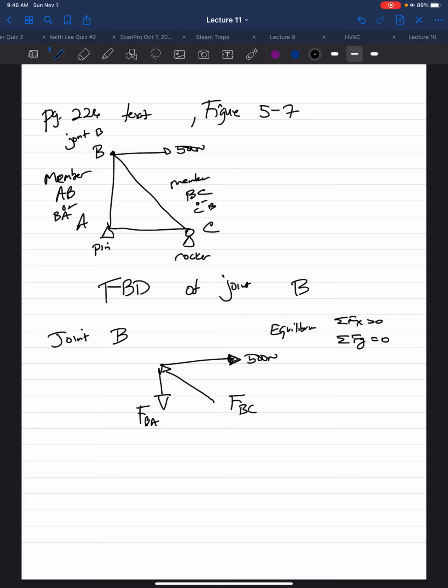So you see now these forces are all balanced out. The 500 newton force is to the right, and the x component of member force FBC has to go to the left. Since it's going to the left to balance out the 500 newton force, the y component of force BC is oriented in the positive y direction, up vertically. So then FBA, which is purely a y direction force, has to be oriented down in the negative y direction.